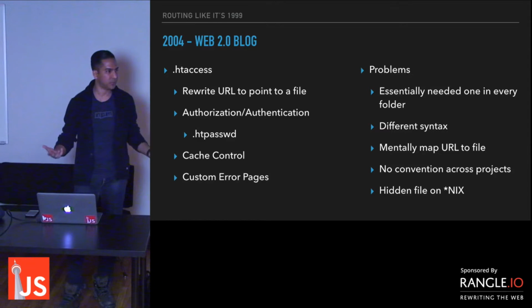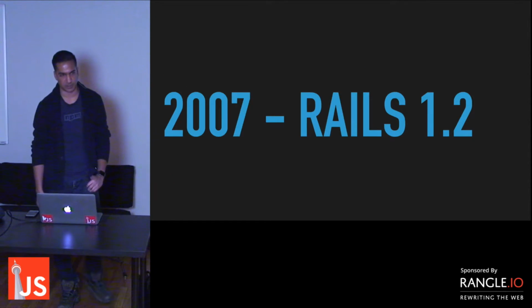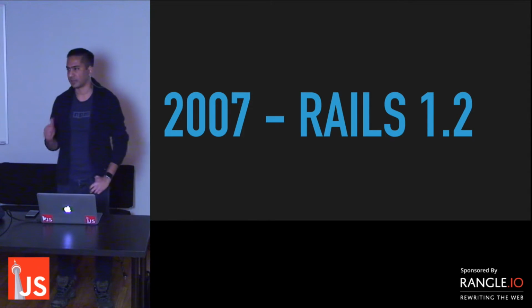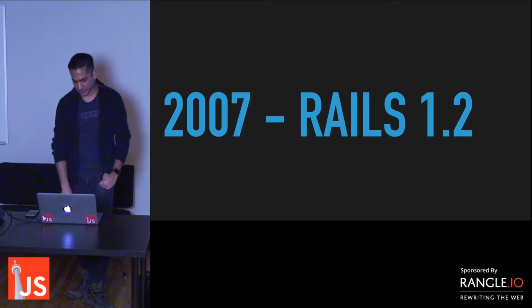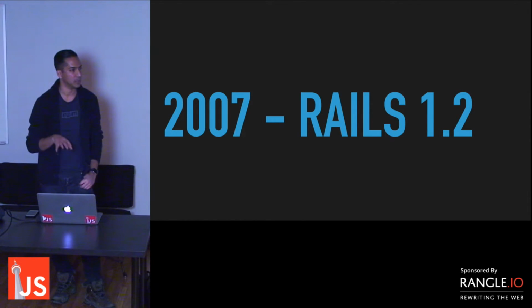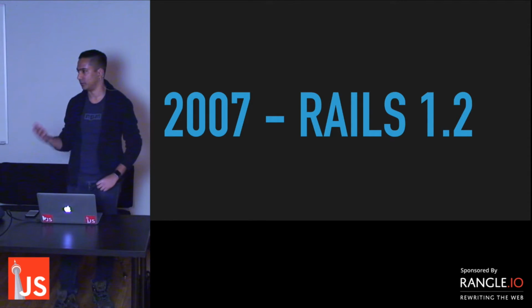So how can we improve on this? This was a real pain. How can we improve on this? Well, let's fast forward a few years once again to 2007 when Rails 1.2 came out. It was awesome. So much better. And amongst many features in Rails 1.2, the one that pertains to this talk is being able to define RESTful web resources in a conventional fashion.